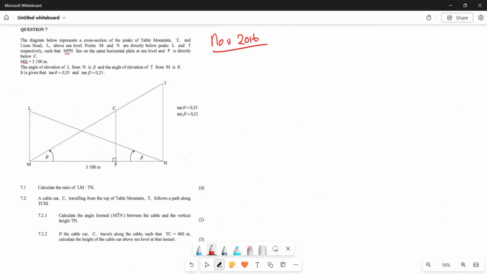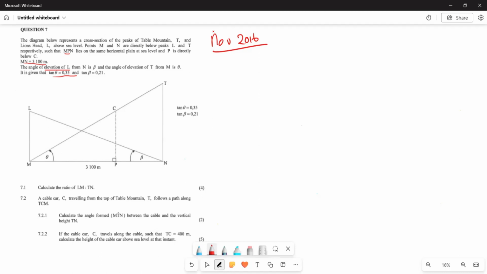Now, what you're given is that MN is 3,100 meters, the angle of elevation of L is given by beta, and the angle of elevation of T is given by theta. It is given that tan theta is 0.35 and tan beta is 0.21. The first thing they want us to do is represent the ratio of LM to TN.